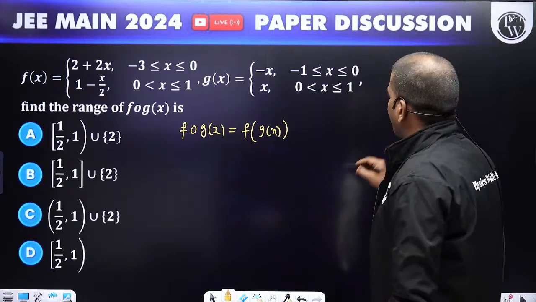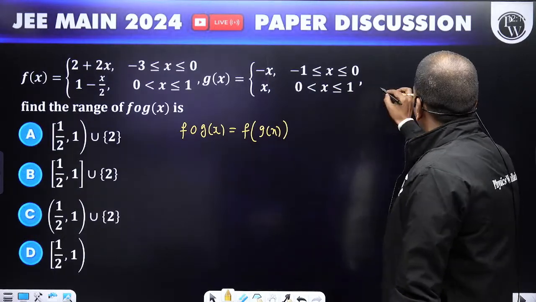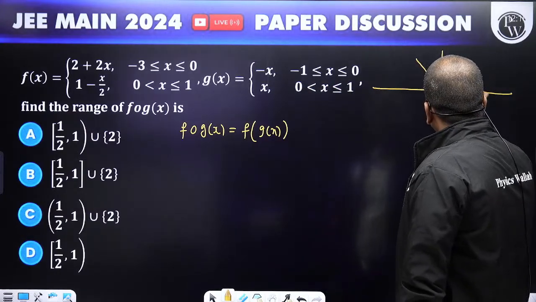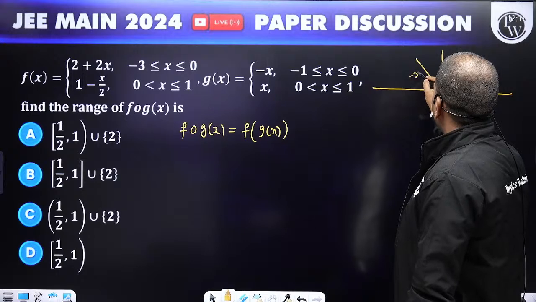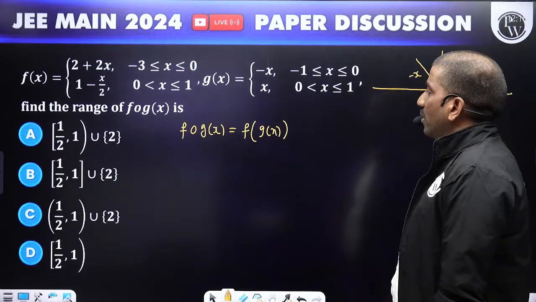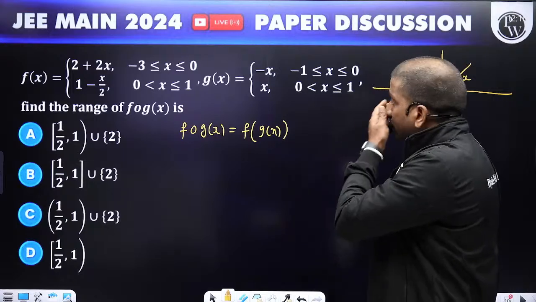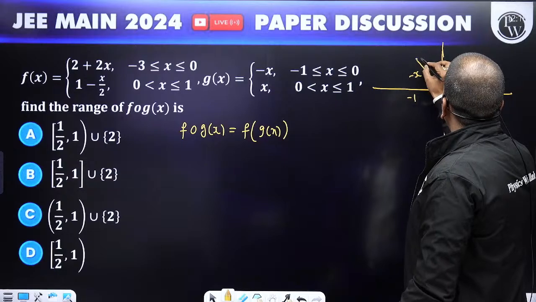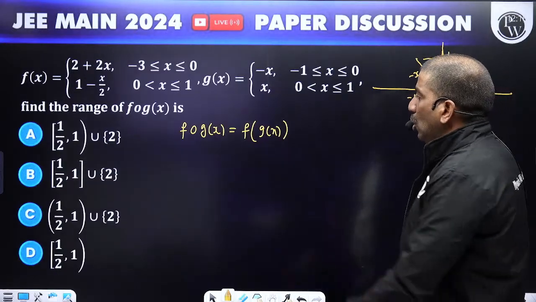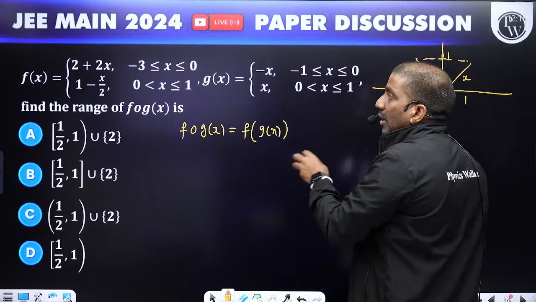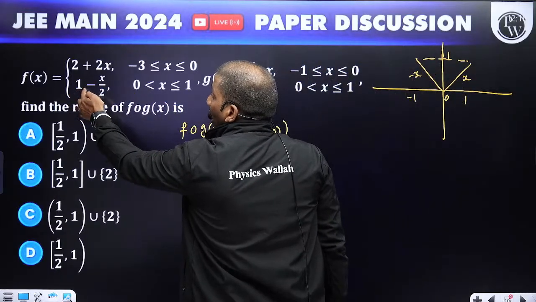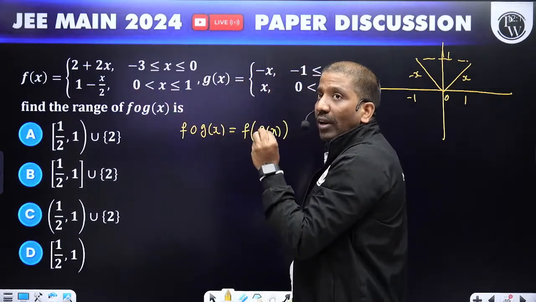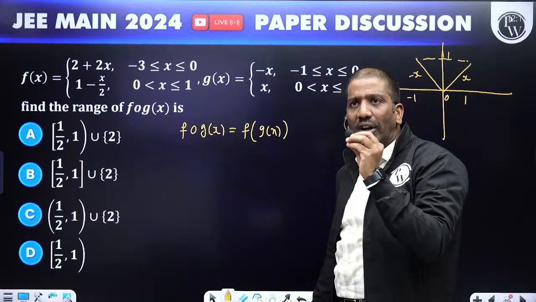So in such cases, let us see g of x first. G of x is nothing but modulus of x, because here this is minus x, and this is plus x. Correct? Yes. See, in both the cases, this is minus 1 to plus 1, and in both the cases we will get 0 to 1 only. So g of x is always 0 to 1. F of x is given as 1 minus x by 2 when x is lying between 0 and 1. Carefully understand here. Very simple. In one step we can write.